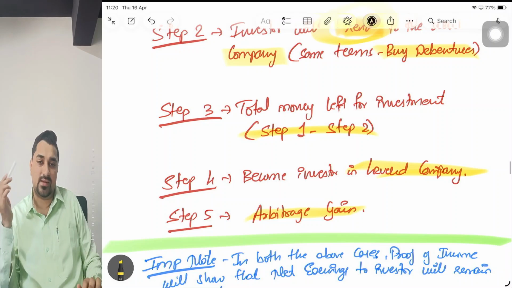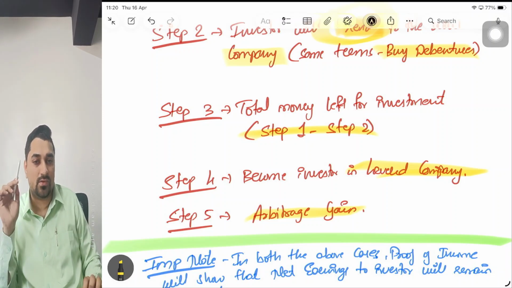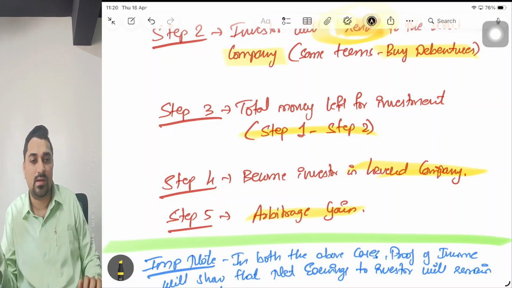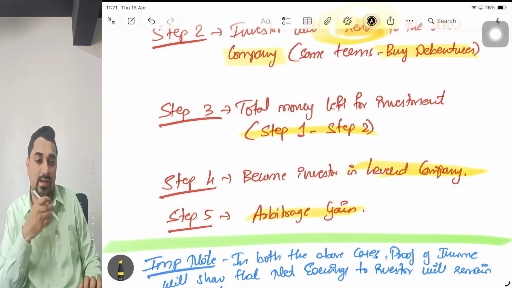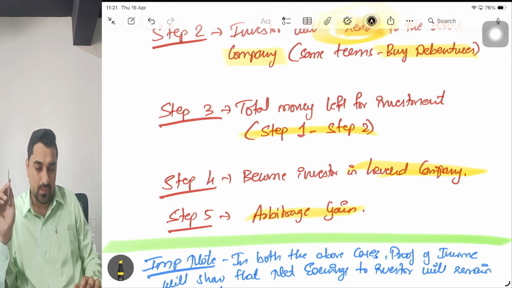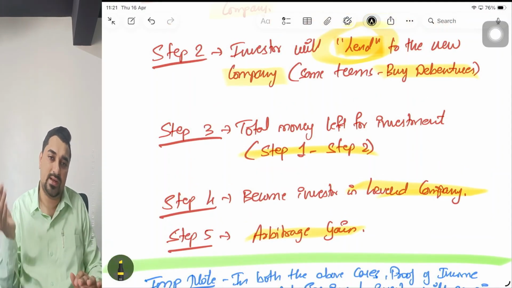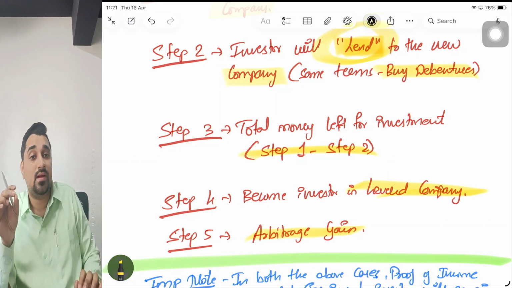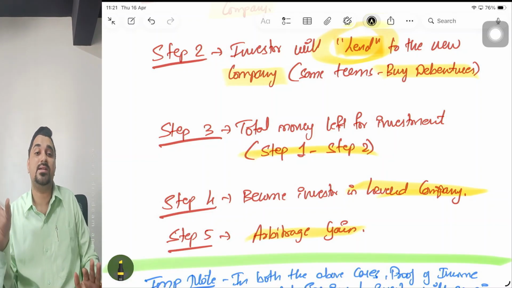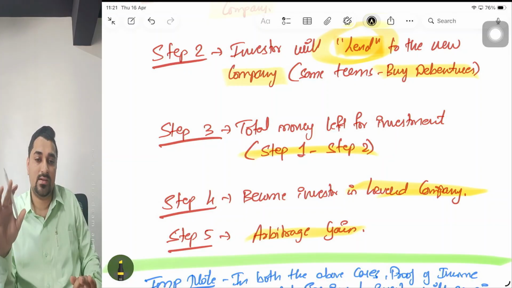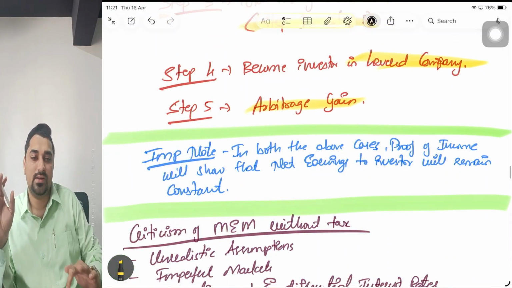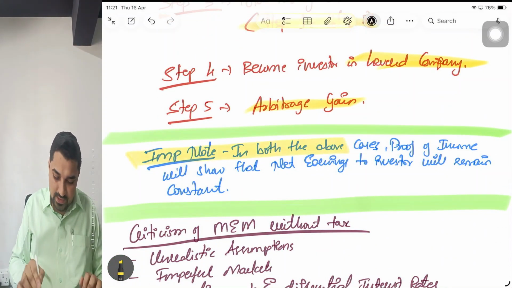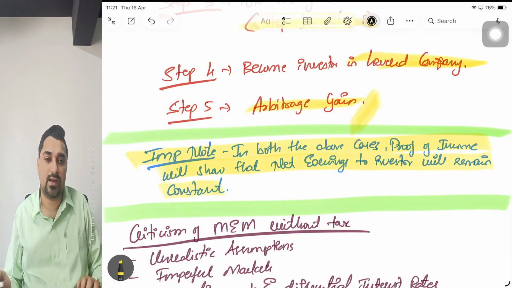Again, say for example, total money available for investment was 12,000, and to become an investor in the levered company I spent 10,000. Then 2,000 is my arbitrage gain. Correct? By shifting from a levered company to an unlevered company, or from unlevered to levered, as per M&M, subject to all the unrealistic assumptions made by M&M, I'll achieve arbitrage gain. Understood?